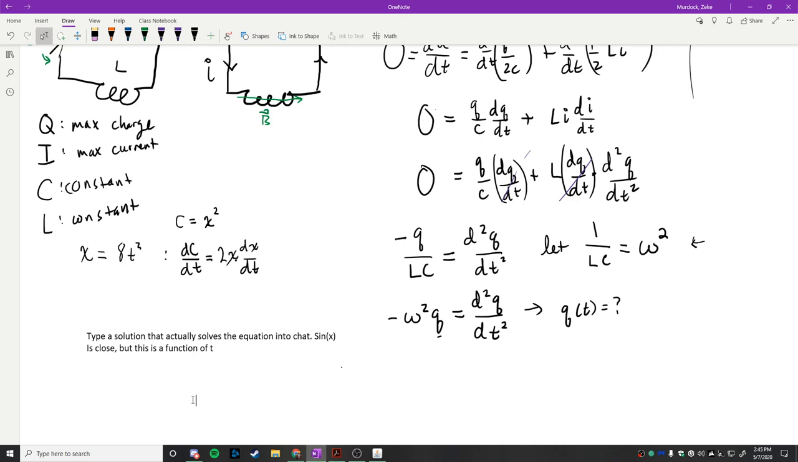All right, so you guys said sine of t. Did you try to use it? Did you try to plug it into the equation and see if it works? It's not going to work. It's close.